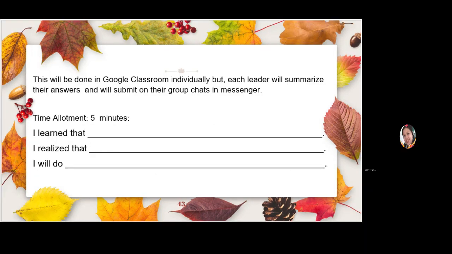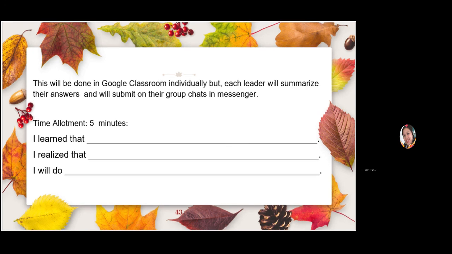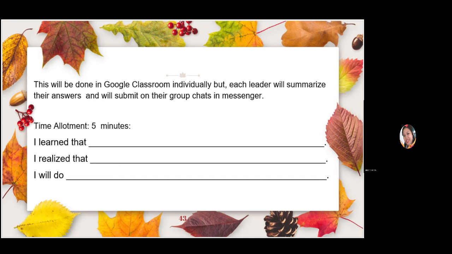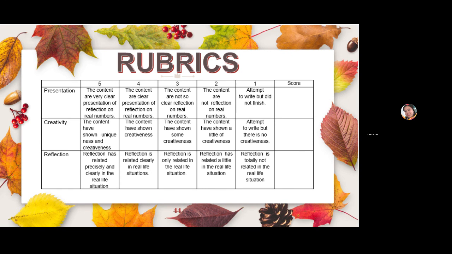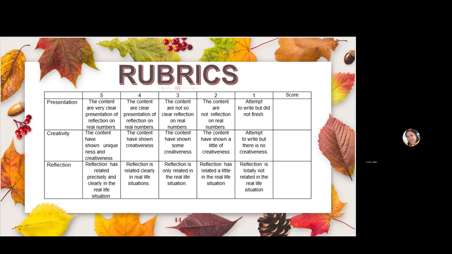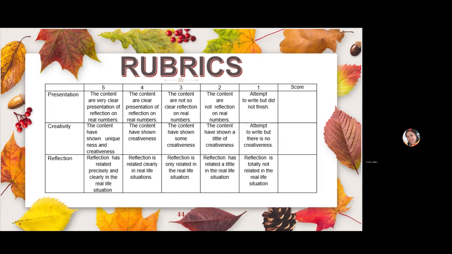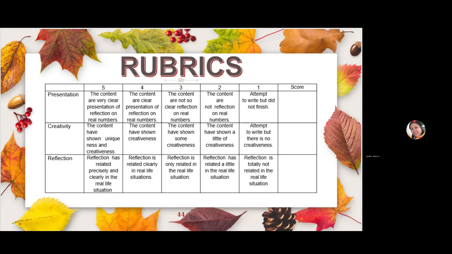The last thing that you are going to do will be done in Google Classroom individually, but each leader will summarize their answers and submit on their group chats and Messenger. Time allotment is only 5 minutes. What have you learned from today's discussion? And these are the rubrics: the presentation of your group work, the creativity, how you presented it, and the content of your reflection. 5 times 3, this will be graded as 15 points.